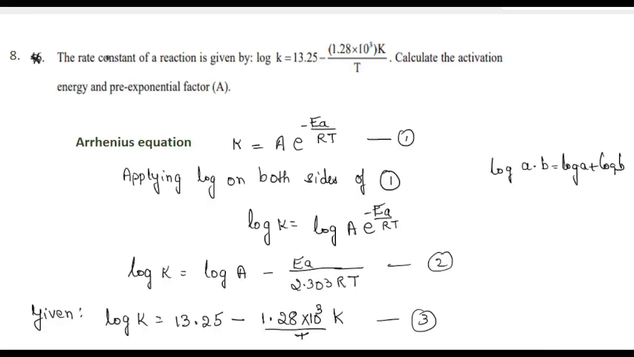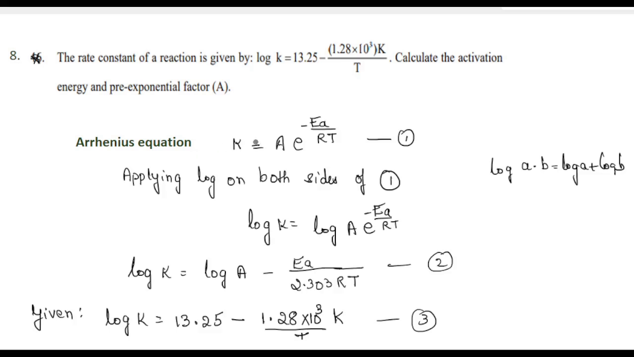Question number 8. The rate constant of a reaction is given by log K equal to 13.25 minus 1.28 into 10 to the power of 3 divided by T, K. Calculate the activation energy and pre-exponential factor.